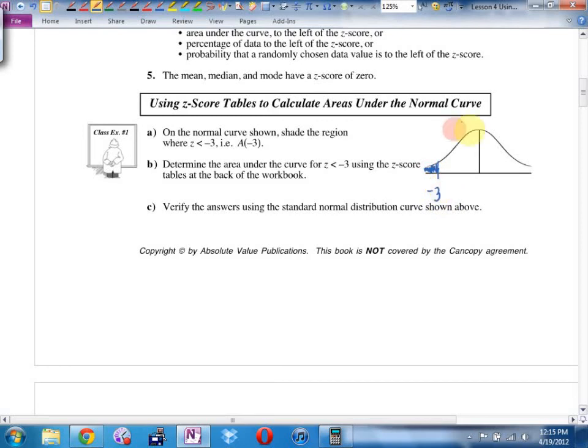I'll always quickly do a sketch like that, Marcus, because I've found it really clears things up for me to take the 1 second to do that. Now, B says, okay, find the area that's to the left of Z equals -3.